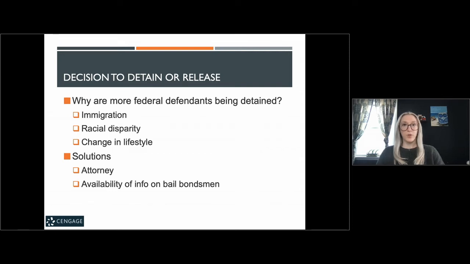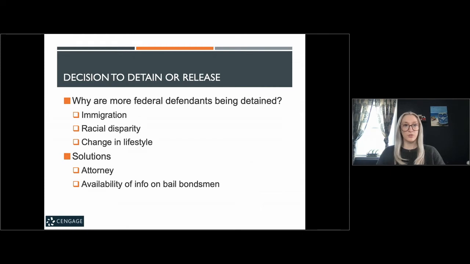So more pretrial releasees in the federal system can't offer stable housing. They also may not be able to afford bail. We have racial disparities and even just a change in lifestyle. Some federal defendants they're finding are more transient, so they can't, again, offer a stable address that the courts can ensure they're going to return to for their next court hearing.